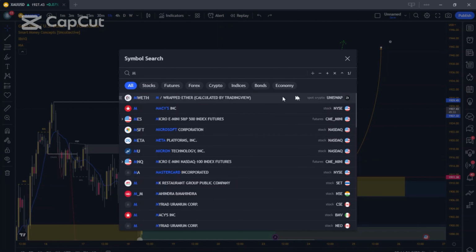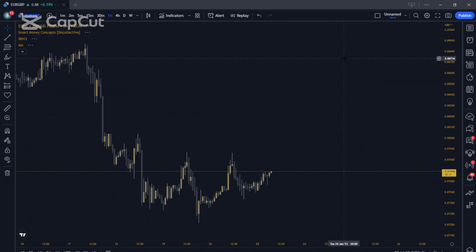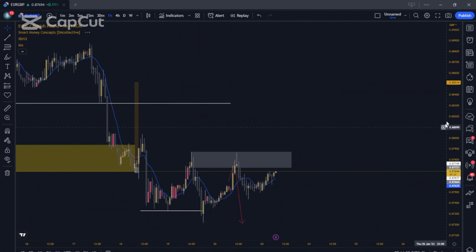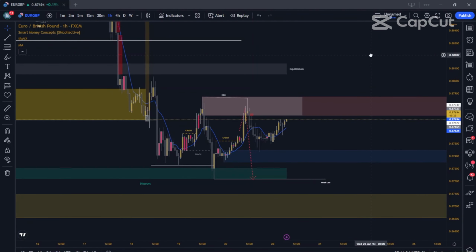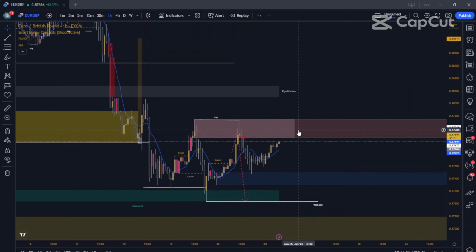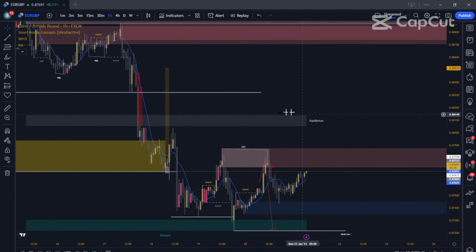What are we looking at now? We're looking at the Euro GBP. Okay, so what do you see? We are currently on the 1 hour. This supply that we marked up last week did not cause a break of structure, so I'm fully expecting this supply to fail and for price to retrace back into the 1 hour EQ.